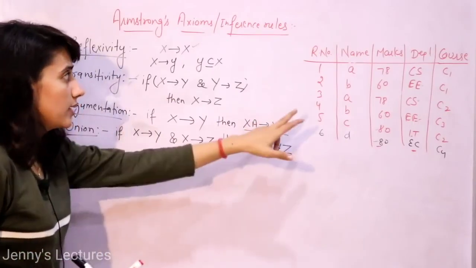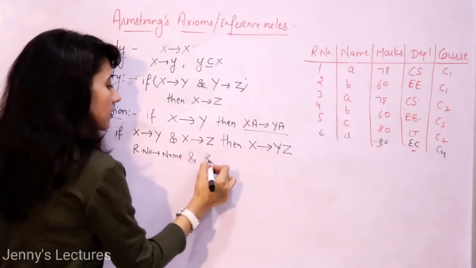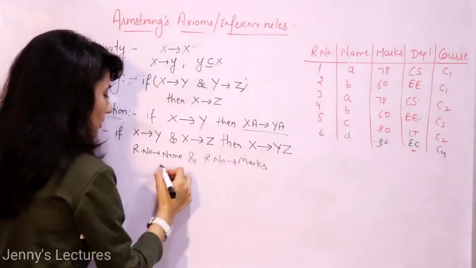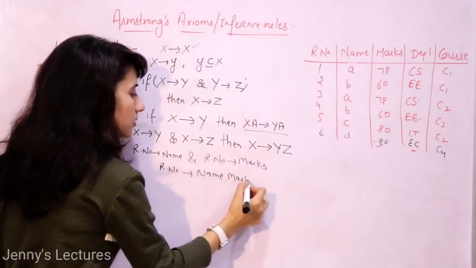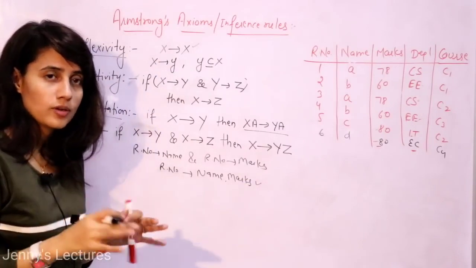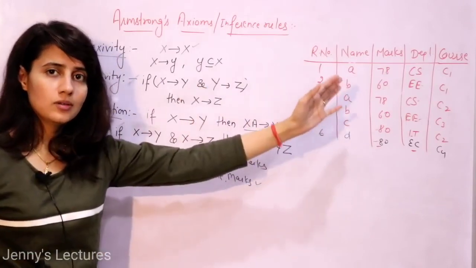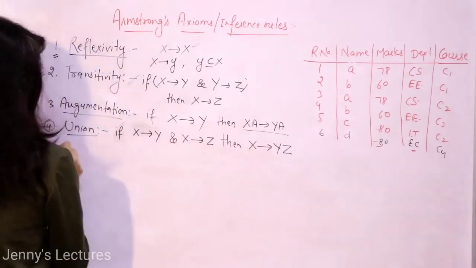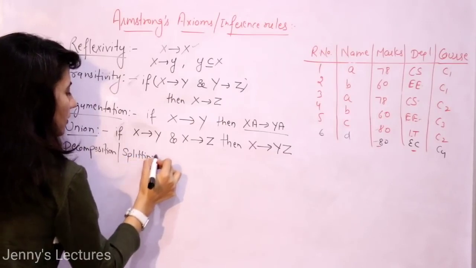If I say in this case roll number determines name and roll number determines marks, can I write roll number determines name comma marks? Obviously I can write this, right? So this is the union rule. If this is given and this is given, then definitely without checking the table you can write x determines y, z.